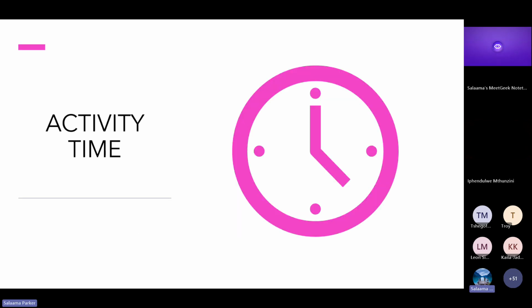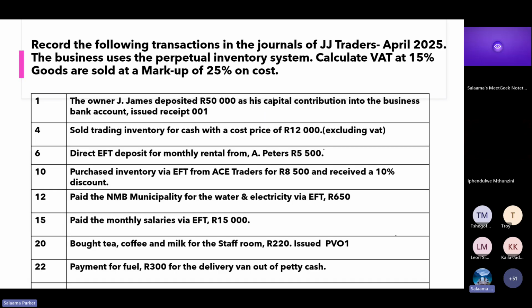So now we need to practice. We need to do an activity. So let's have a look. Let's read the instructions carefully. They say record the following transactions in the journals of JJ Traders. The business uses the perpetual inventory system. I know that you know that there are two inventory systems. It could either be the perpetual or the periodic inventory system.